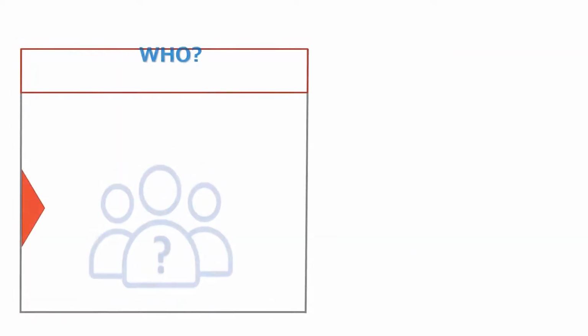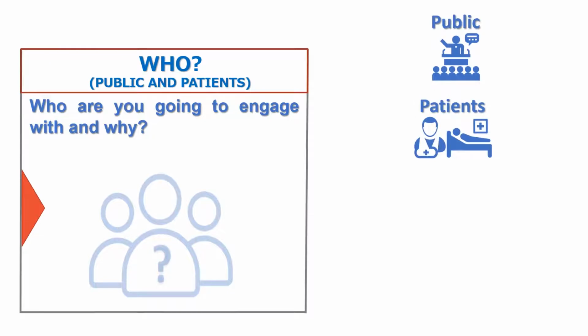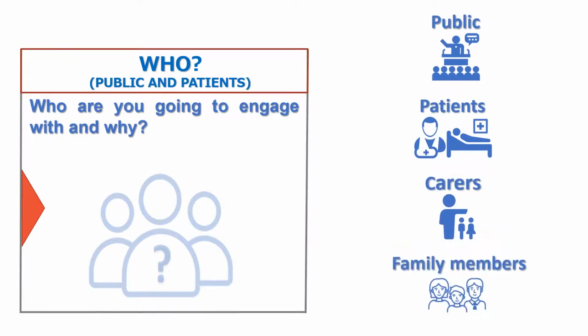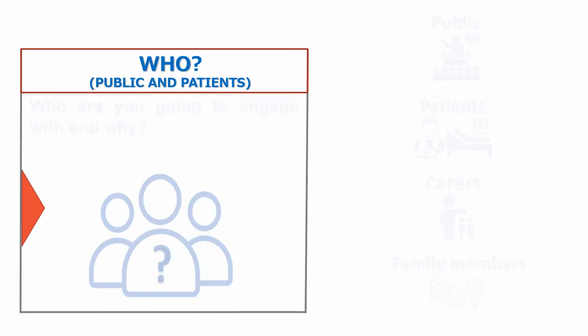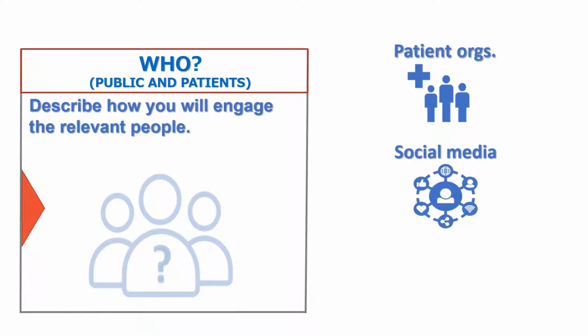Next is who. Who are you going to engage with and why? The general public? Patients? Will you need a specific disease subset? Carers? Family members? Describe how you will engage with the relevant people. Will patient organisations be used or social media platforms? How many people will be involved and for how long? Here you can really show that you've thought about the public and patients that you want to involve in your study and how you're going to engage with them.